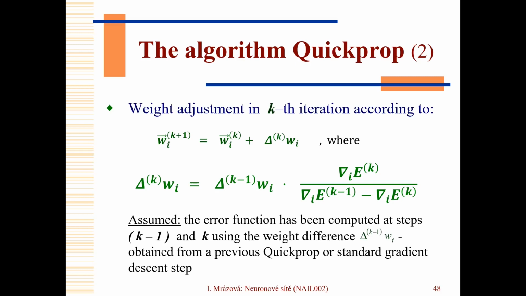In this expression, we already assumed that the error function has been computed at the previous steps, so k minus 1 and k, and that we used the weight difference Δ W_i at iteration k minus 1 that we obtained from the previous Quickprop step.